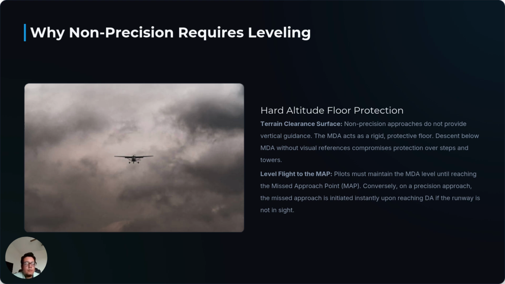Why does a non-precision approach require leveling off? Like I explained before, because it removes the obstacle clearance. If we get close to our minimums for the MDA, we need to level off and then go missed. Contrary to the DA, where once we hit the decision altitude, we either land or go missed. So there is no leveling off for that.